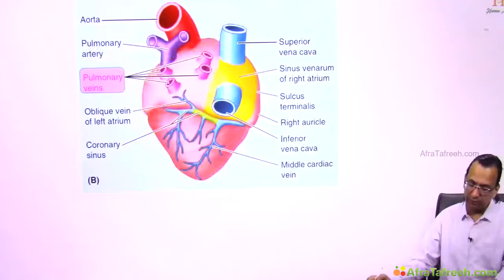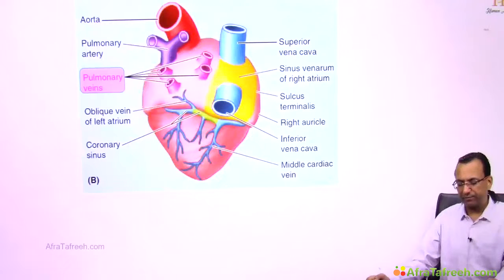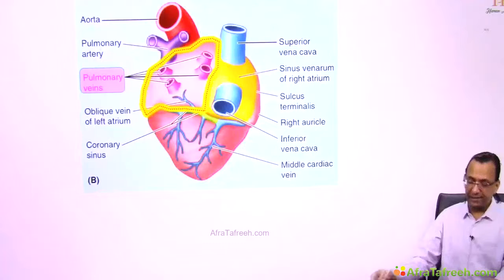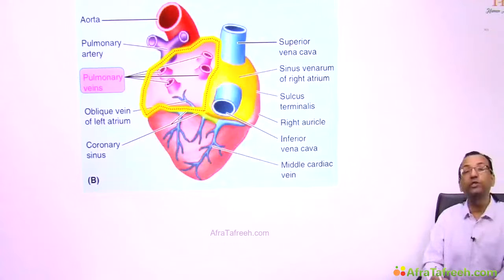And who is forming the posterior wall of left atrium? This is left atrium. So the posterior wall of the left atrium is a controversy. What is the controversy? It is mentioned that the posterior wall of the left atrium is contributed by the absorption of four pulmonary veins.